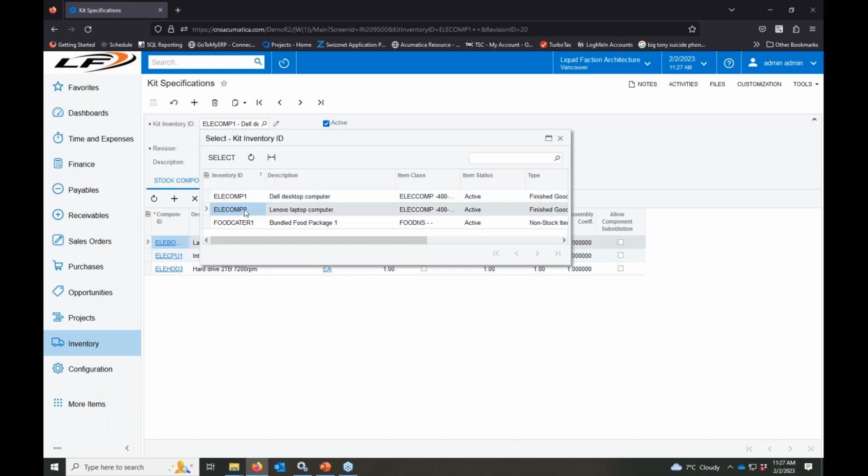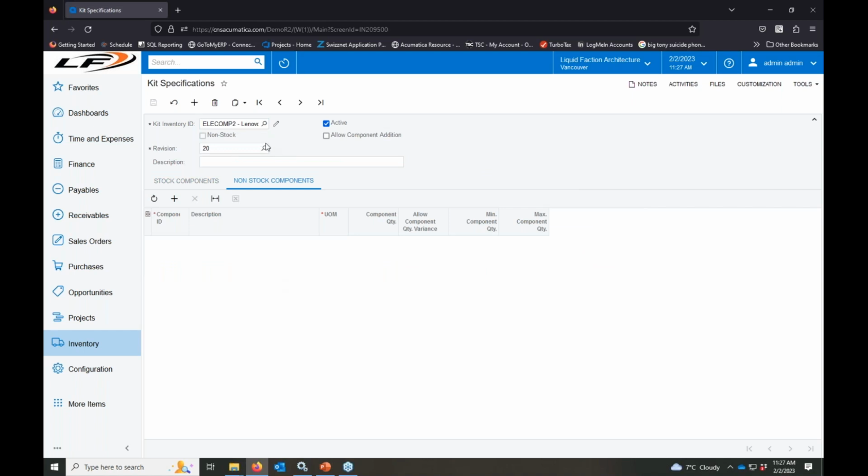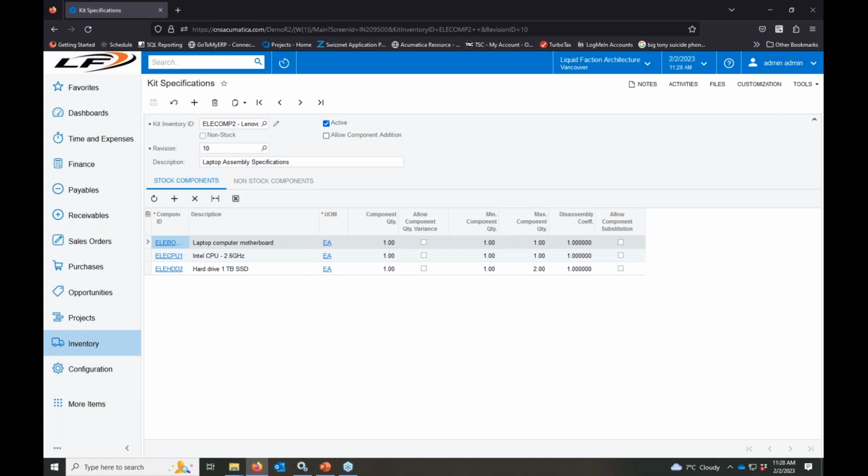Let's see if we can find something that has a non-stock. Bundled food package. No, nothing with non-stocks, but here's an example of a food one. We've got hot dog buns, franks, and chips, one of each, but it has a max component quantity of 5, so we could put up to 5 of each into there.